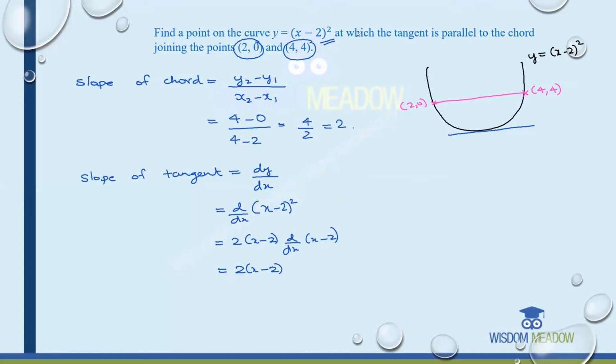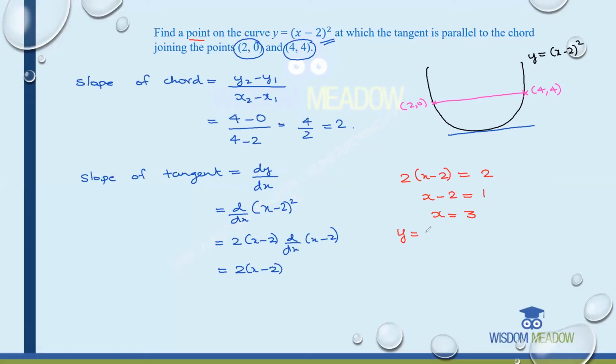Now we know that the slope of the tangent, which is 2 into x minus 2, is equal to the slope of the chord since they are parallel. Now cancelling out the 2, I would get x minus 2 as 1. So x is equal to 3. I'm supposed to find a point, so I need the y coordinate also. So substituting x as 3 into the equation.